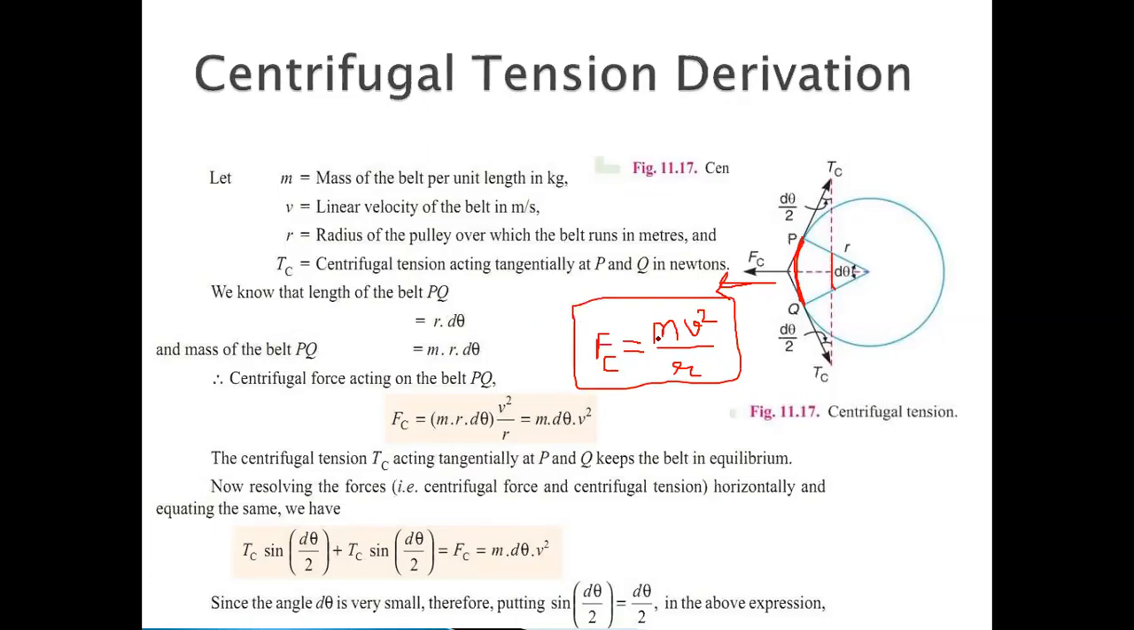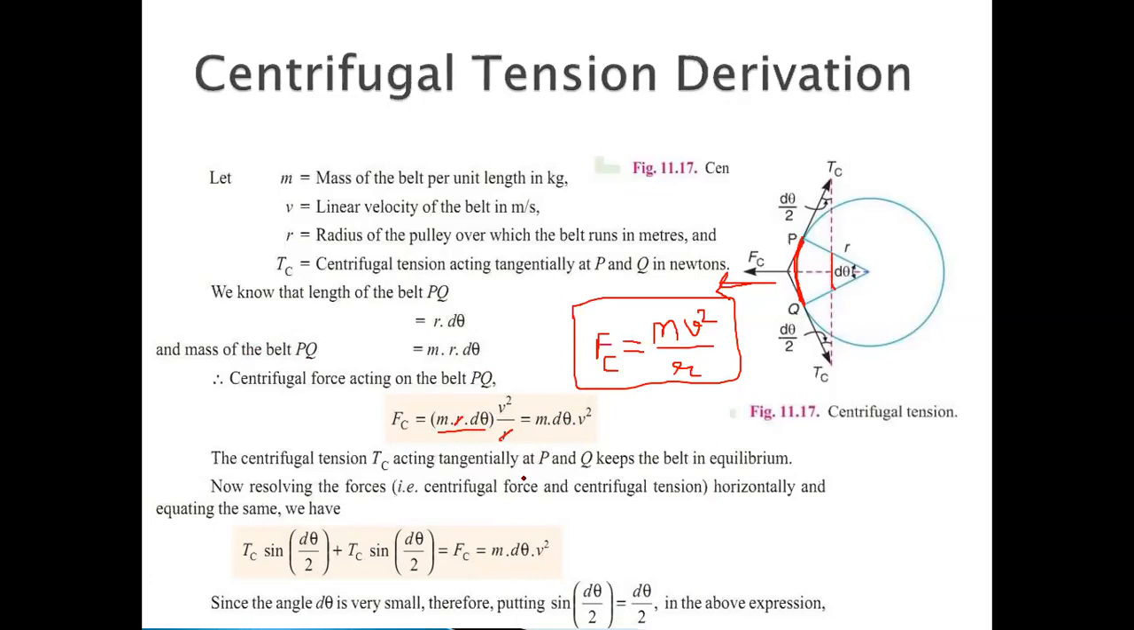But here m is the mass of the belt PQ, which is derived as m r delta theta. So we are taking m r delta theta into v square by r. So the centrifugal force is equal to m d theta into v square. Why? Because here the r and r are going to be cancelled, right? So the centrifugal force is m d theta v square. The centrifugal tension Tc acting tangentially at P and Q keeps the belt in equilibrium.